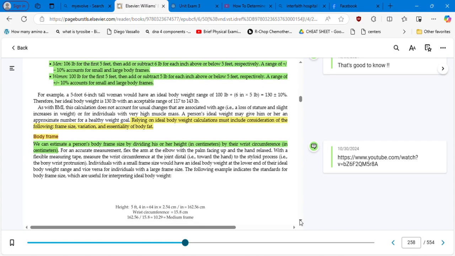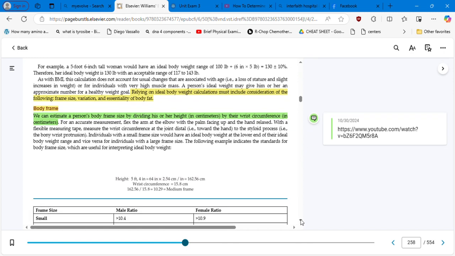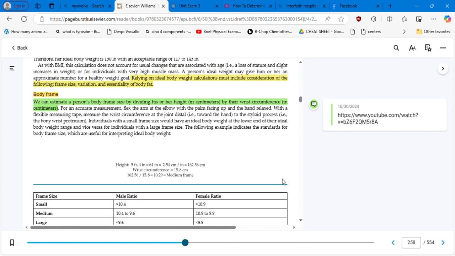Relying on ideal body weight calculations must include consideration of the following: frame size, individual variation, and essential body fat. So, frame size, variation, and essential body fat. So body frame, right? We can estimate a person's body frame size by dividing his or her height in centimeters by their wrist circumference in centimeters.